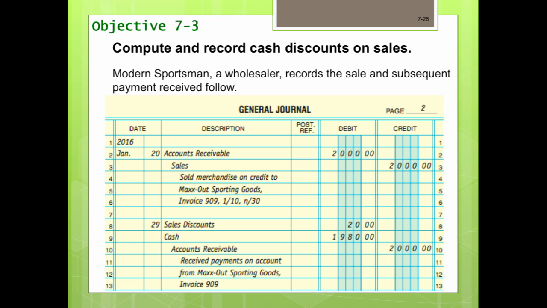That's the first transaction. The second one is for the sales discount, so we have to record the 1% discount. That's $20 on this $2,000 of merchandise sold. So the company actually sold the product to Max Out Sporting Goods for $1,980. And then we credit our accounts receivable for $2,000. This is because they made payment on account from Max Out Sporting Goods, for invoice 909. See how the invoice is the key here to make sure you keep all your records straight.